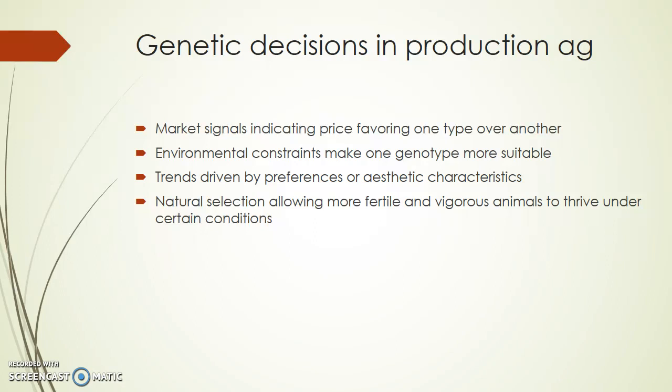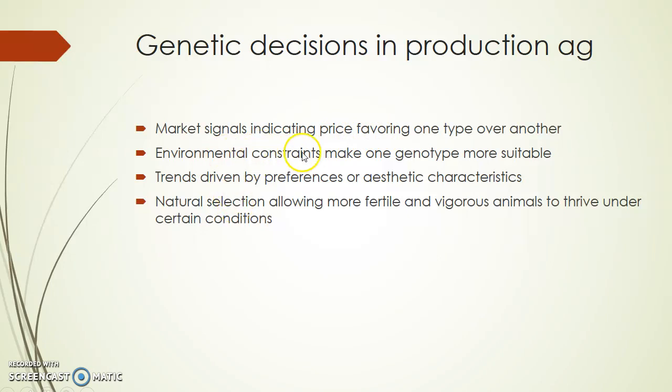There are different market signals indicating price favoring one type over another. This is obvious when you go to sell a group of calves. A group that is all black or all one color is going to bring more money than a mixed color group. Your goal in production ag is obviously to make as much money as you can off of what you're producing, so market signals will indicate different price favorings.